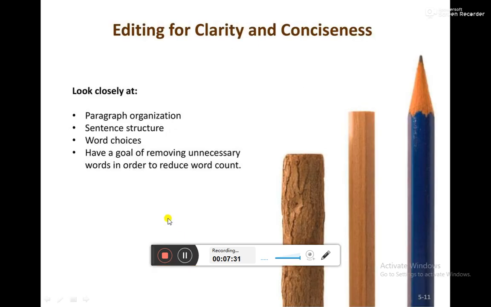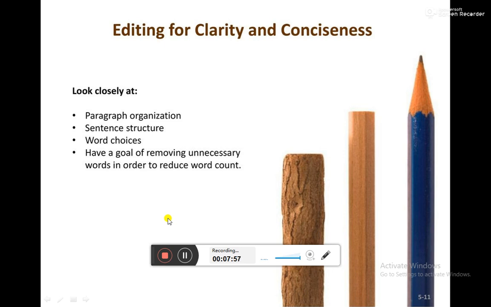In this slide, we are going to deal with editing for clarity and conciseness. After you have reviewed and revised your messages for readability, your next step is to make sure your message is as clear and as concise as possible. So, editing for clarity and conciseness.